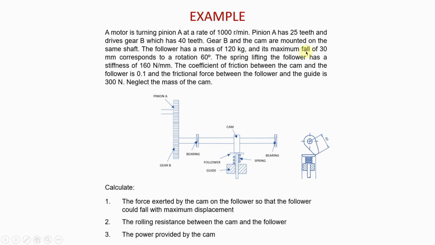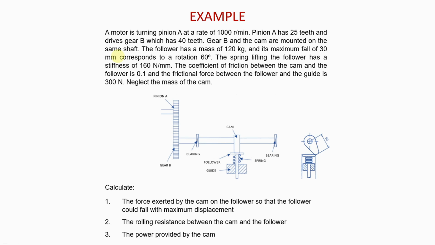and its maximum fall is 30 millimeters, and that corresponds to a rotation of the cam of 60 degrees. So the cam will rotate 60 degrees as it causes the follower to fall through a distance of 30 millimeters. Very, very important.